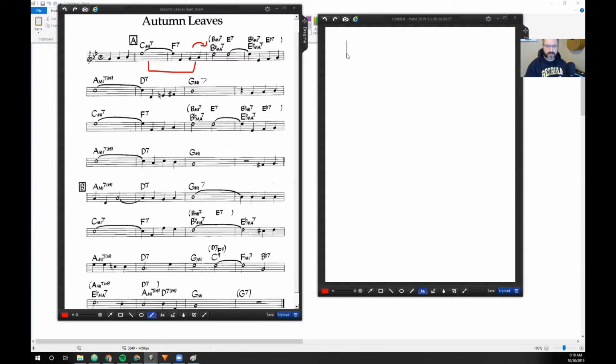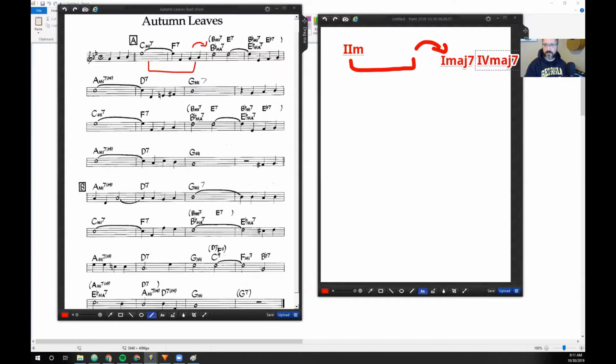So Autumn Leaves here, I'm going to say 2 minor, and then I'm going to grab my pencil and say 2 minor, 2 1. So that's the first line. Actually, I should say that is not quite the first line. There's also a 4 chord in there, which I'm going to add, right? Autumn Leaves also has that 4 chord.